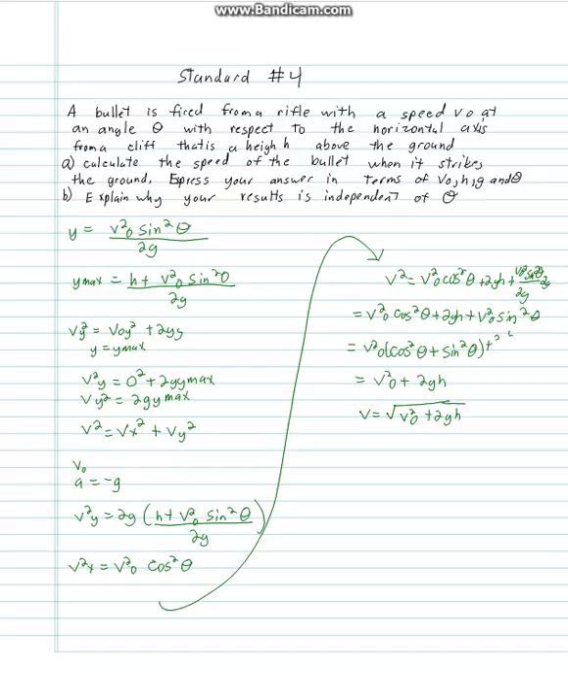Now from this equation, the final speed depends upon the horizontal and the vertical components. Both terms containing theta are eliminated, so the speed at which the bullet strikes is independent of the angle of projection theta.